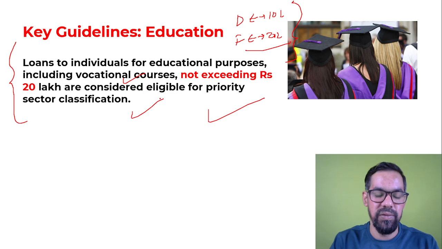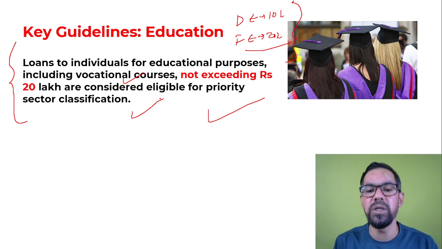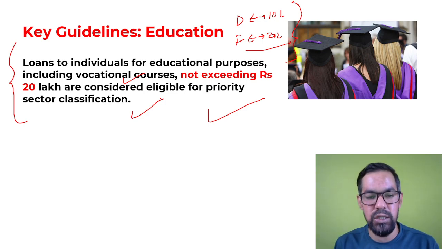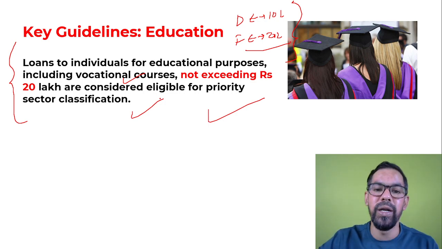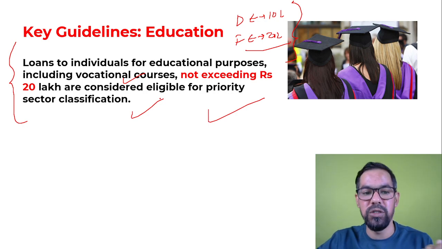priority sector classification. So if any bank gives a loan to any student for education purposes, the limit is 20 lakh. They can give loans beyond 20 lakh as well. But when they go for the reporting, RBI will consider 20 lakh as the apex limit. Okay. So 20 lakh per borrower. So this is per borrower. I hope you're getting these particular things.